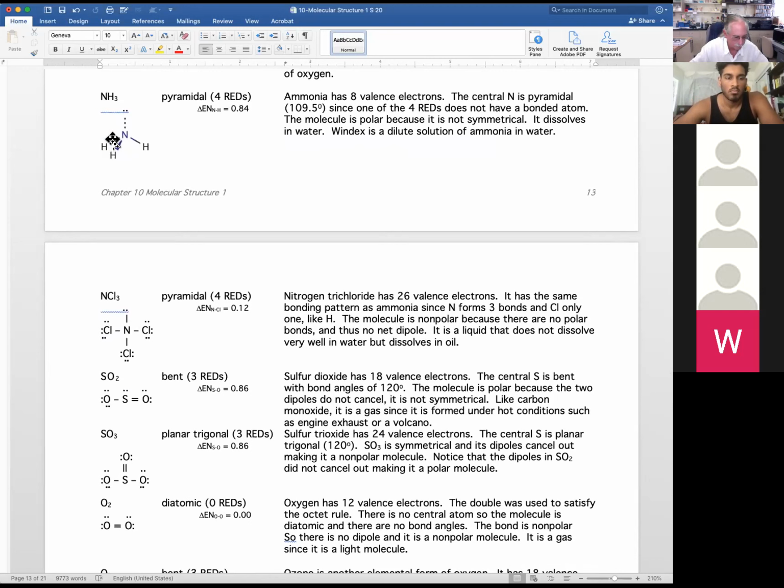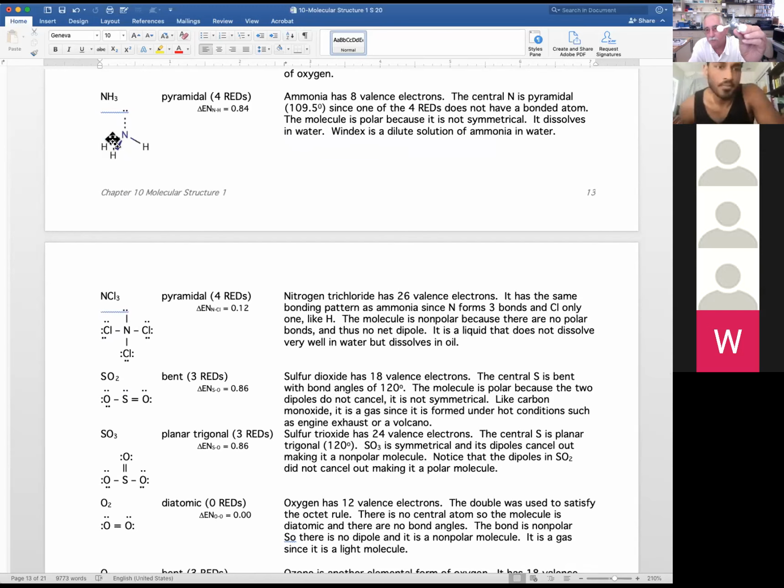So here's ammonia. The shape of ammonia is, I've got 4 regions of electron density. One doesn't have an atom, so the shape is pyramidal.